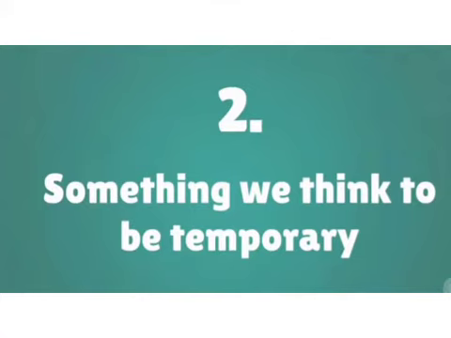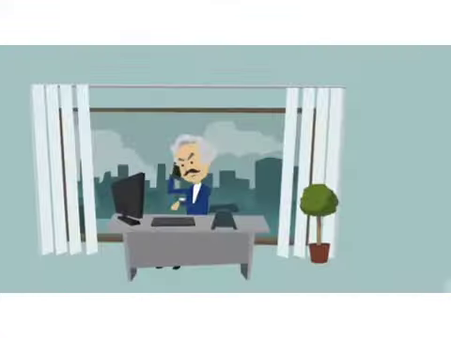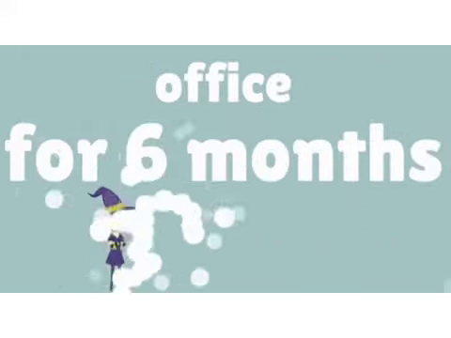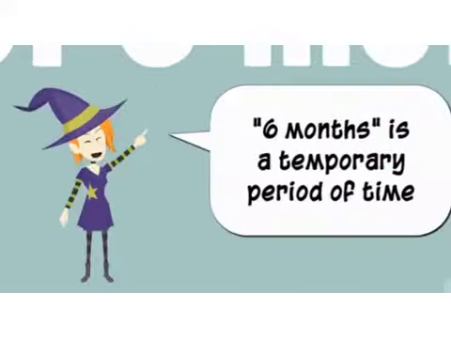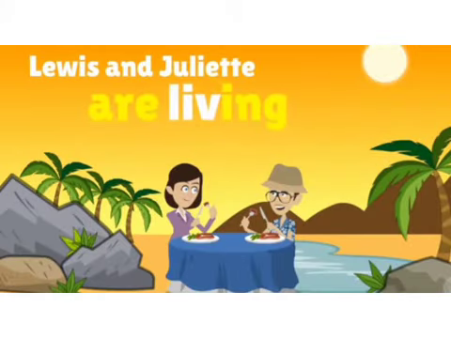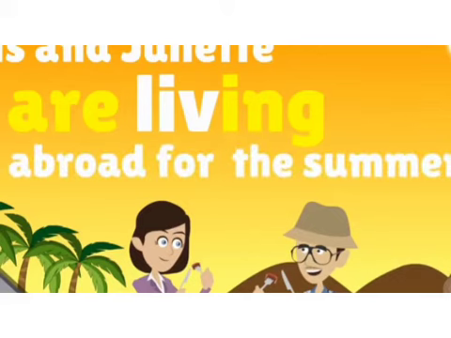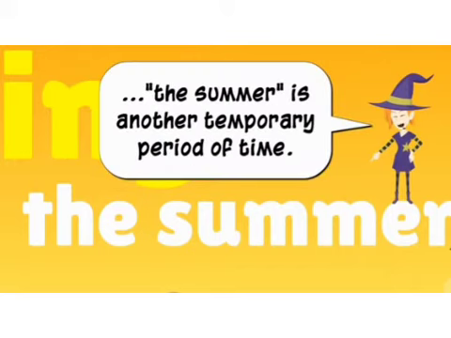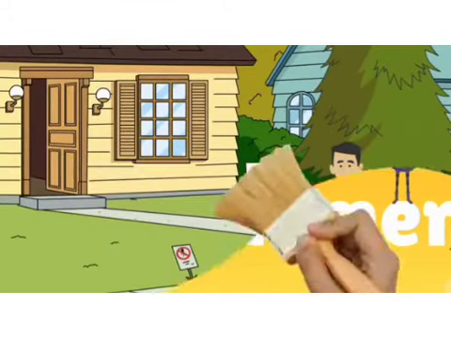Something we think to be temporary. For example, John is working from the London office for 6 months. So a temporary period of time, 6 months, is mentioned here. Hence we use present continuous. Louis and Juliet are living abroad for the summer. Are living is the continuous. The summer is a temporary period of time. It is one of the seasons.